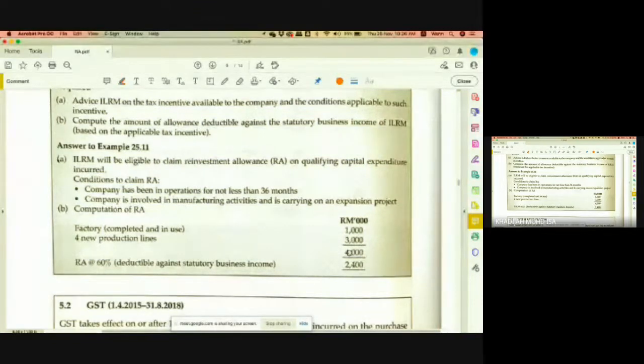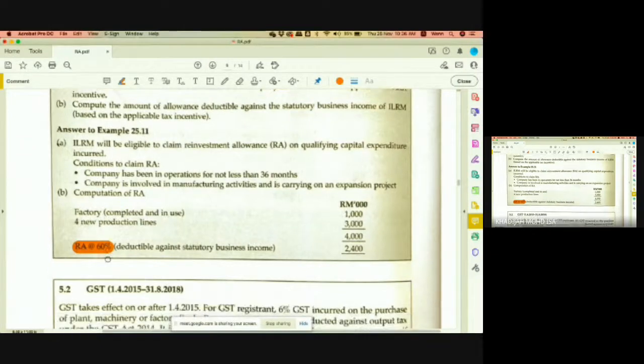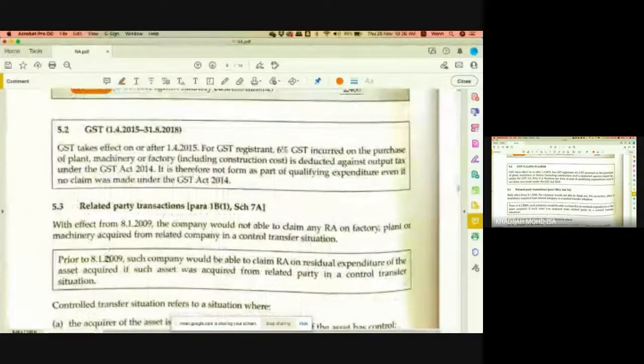RA is computed based on 60% of your capex. So the computation of RA is similar to ITA. The difference is the name. With investment tax allowance, you have the 70% SI to be set off against 60% of your ITA. For RA it is similar: 70% of SI, then you have RA capex, and 60% of it will be your current RA, which is then set off against your 70% SI. So it is similar.